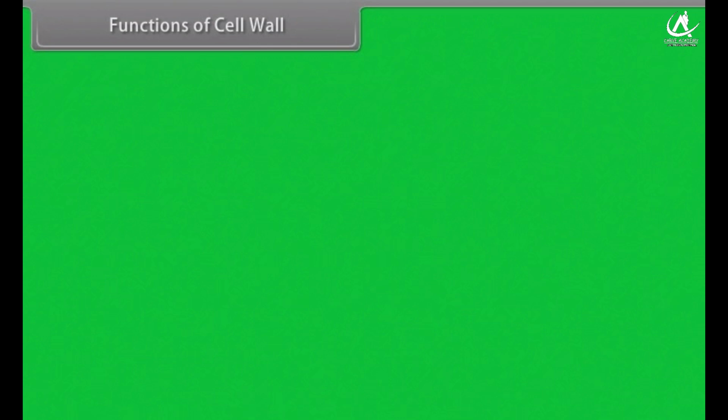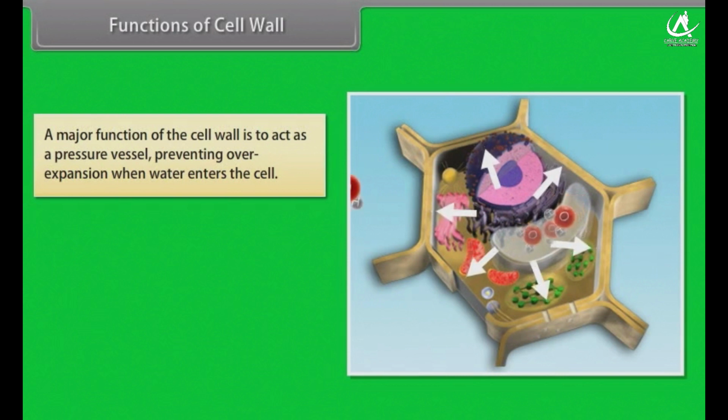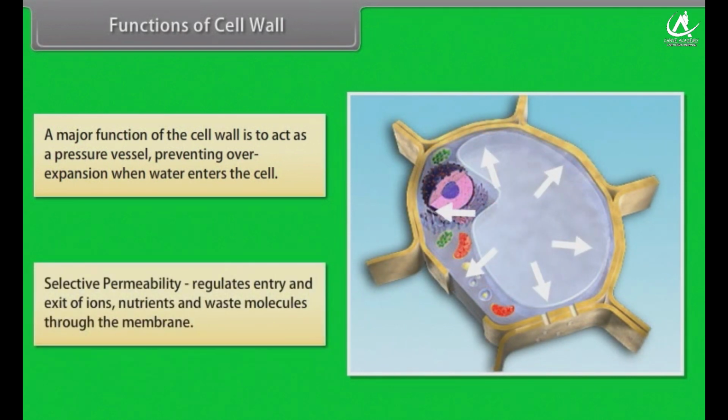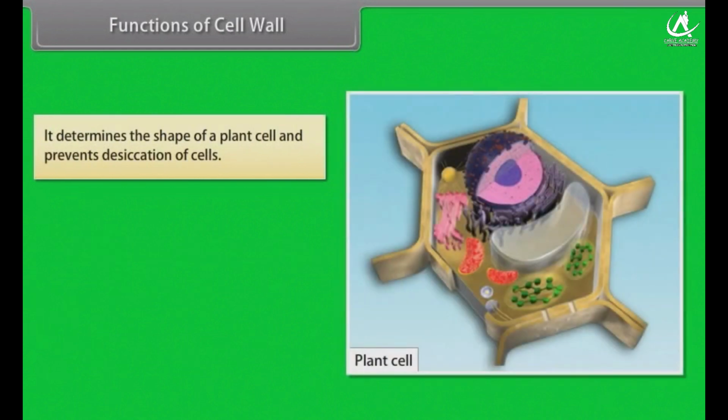Functions of cell wall. A major function of the cell wall is to act as pressure vessel, preventing overexpansion when water enters the cell. Selective permeability regulates entry and exit of ions, nutrients, and waste molecules through the membrane. It determines the shape of a plant cell and prevents desiccation of cells.